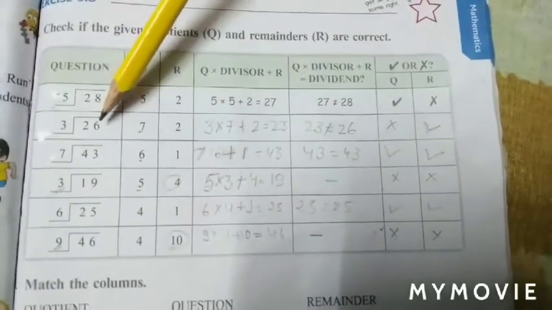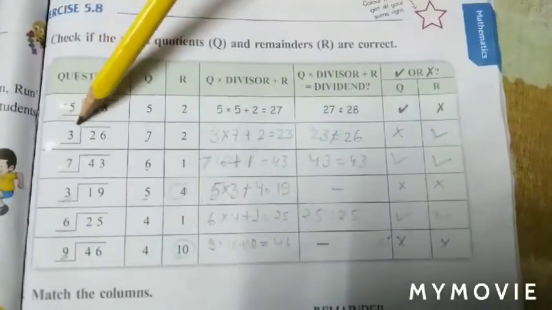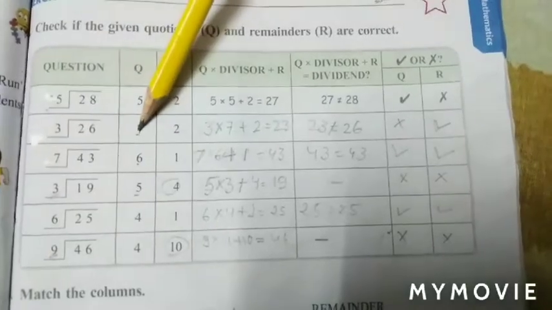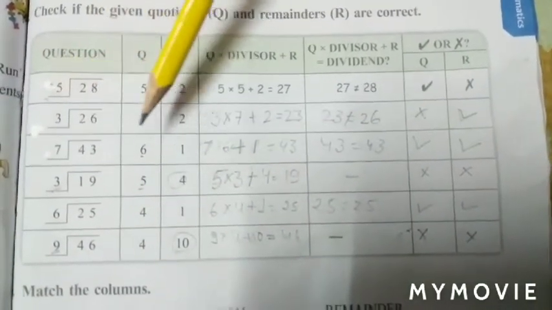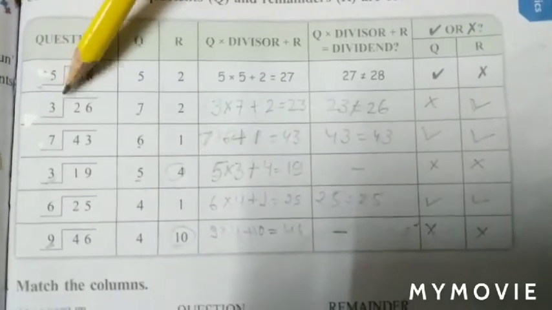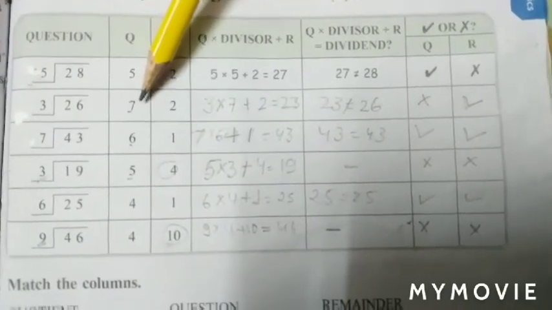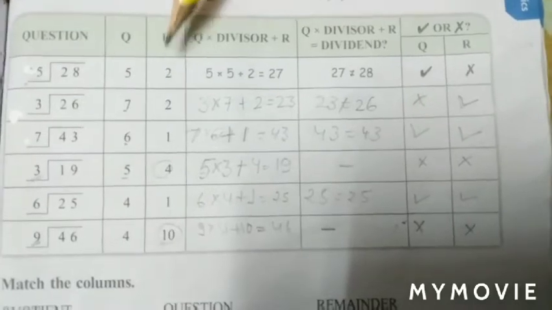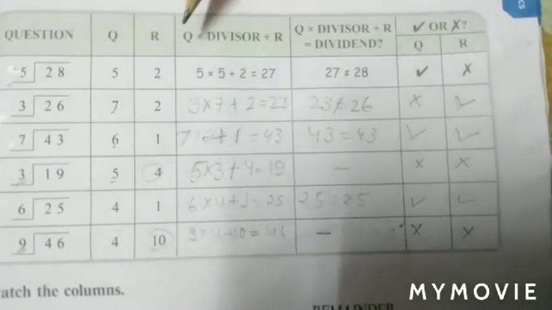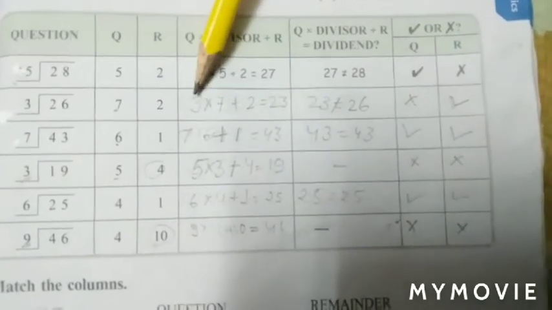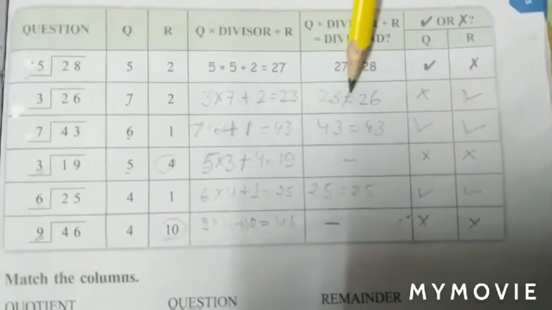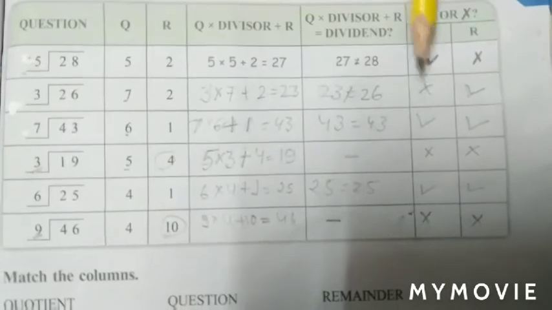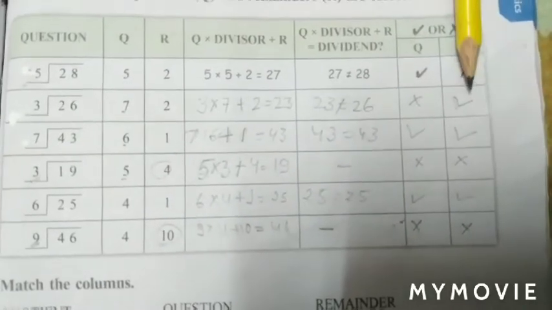Now the second is 26 divided by 3. Here the quotient is written as 7, but the quotient will be 8, because 3 eights are 24. So we will take 8 times, but here 7 times is taken. So the remainder will be 2. When we put the values here, 3 into 7 plus 2, you will get 23. 23 is not equal to 26, so the quotient is wrong, but the remainder is right.